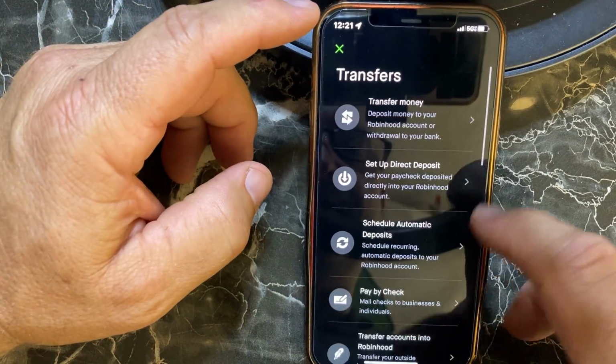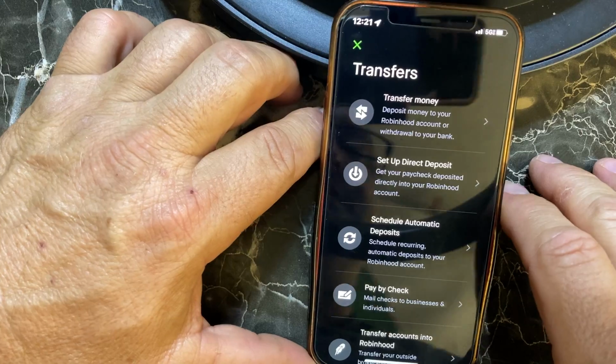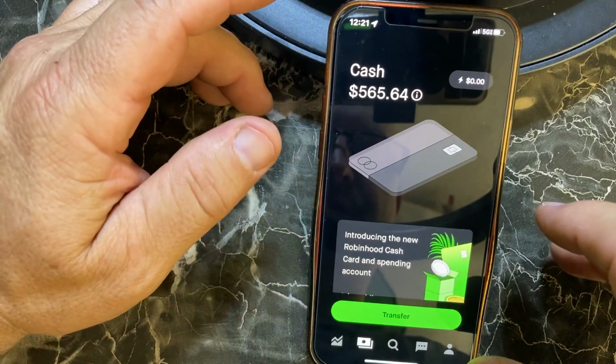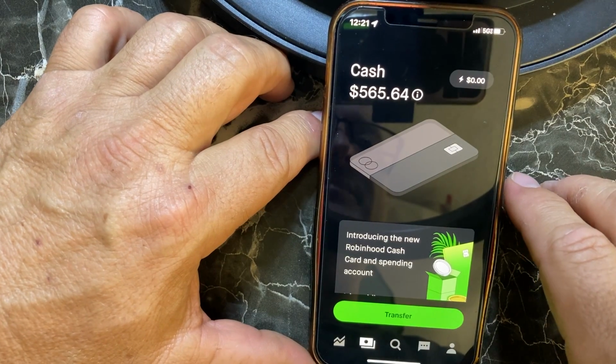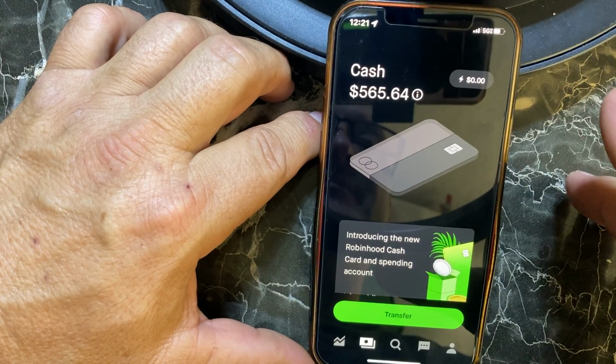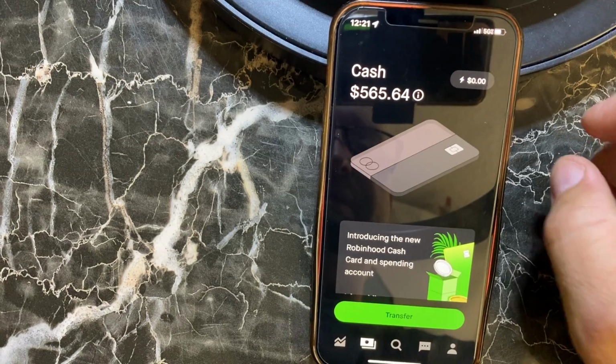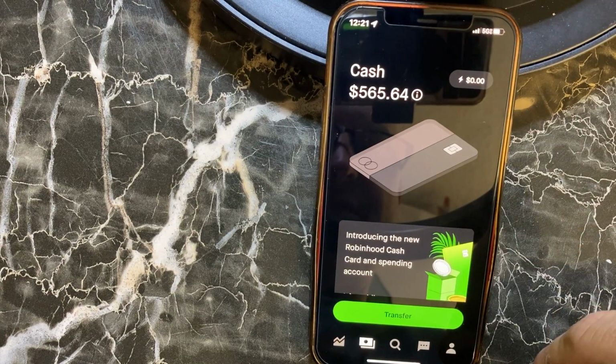Anyway, this is just one of my accounts that I use. The reason I use Robinhood is because they give me margin. That used to be like 2.5%. Now it's 3.5%, so it's really gone up. So it's not as good a deal as it used to be.